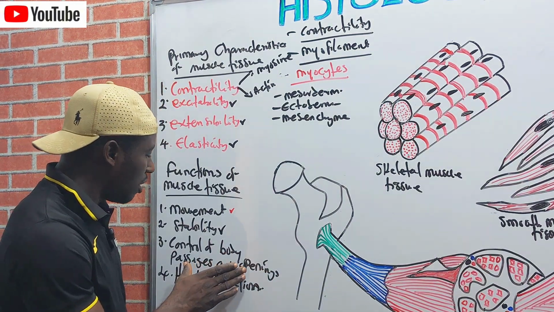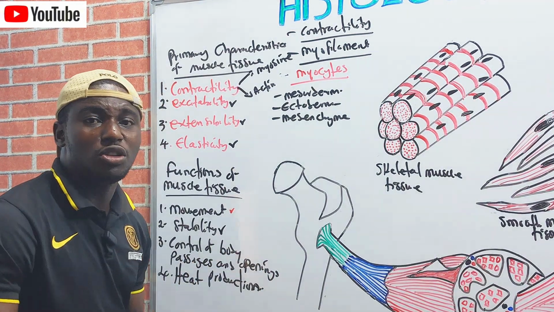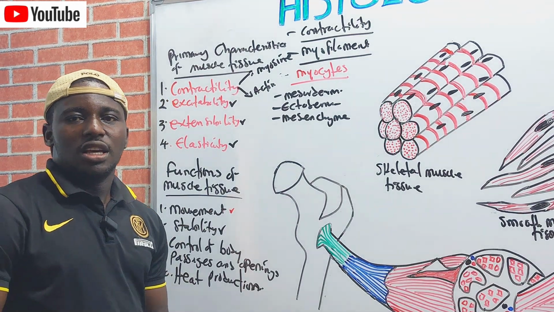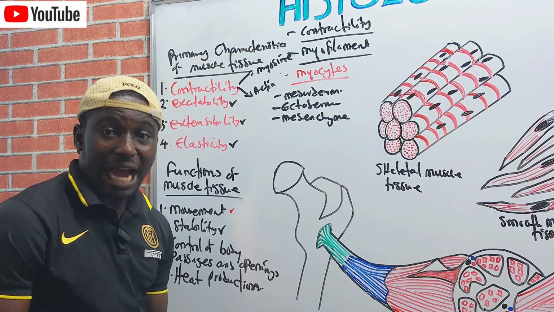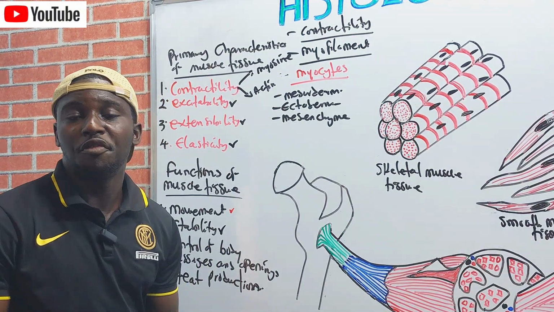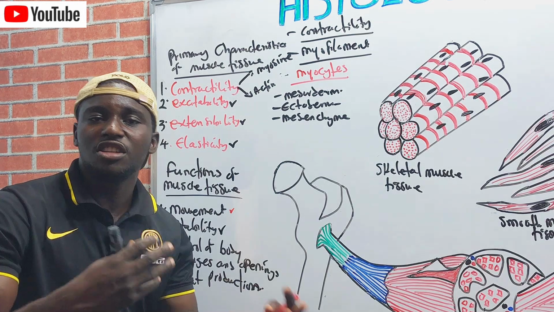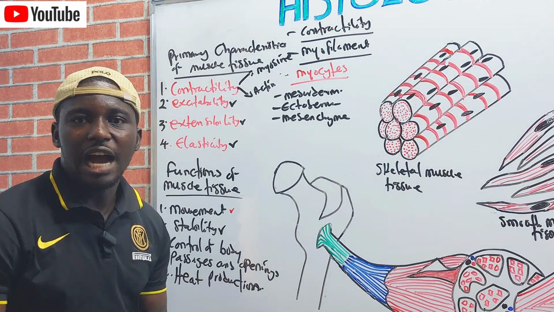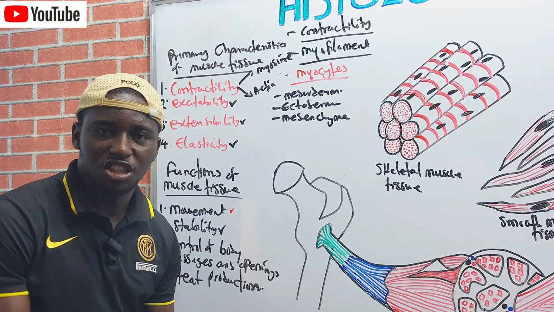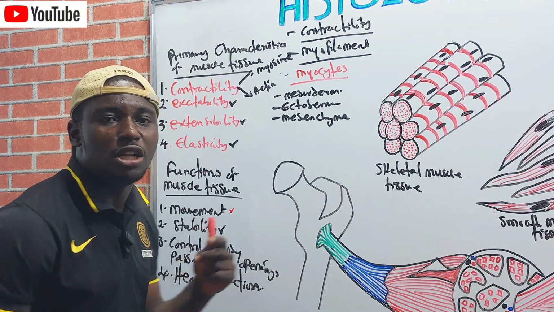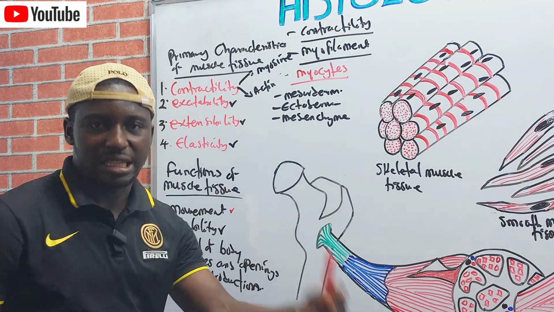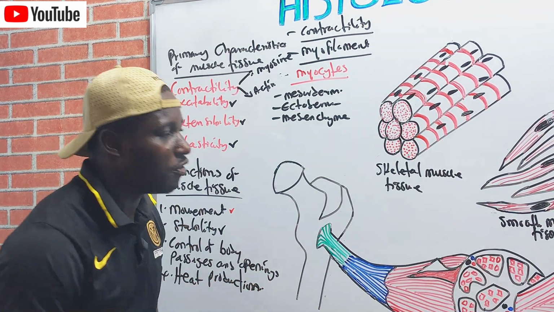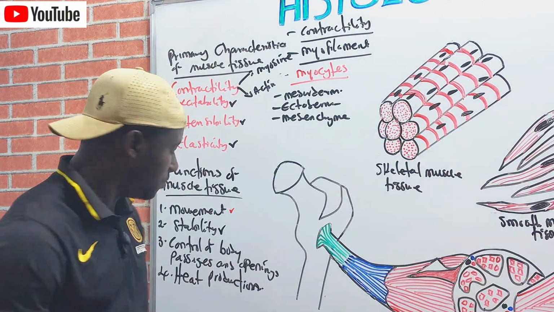Now, in respect to control of body passages and openings, how does it control them? It controls the body passages and openings by changing the diameter of the blood vessel via vasoconstriction and vasodilation. It also helps in movement of food in the GIT, or the alimentary tract, via peristalsis. That is the function of the smooth muscle tissue.